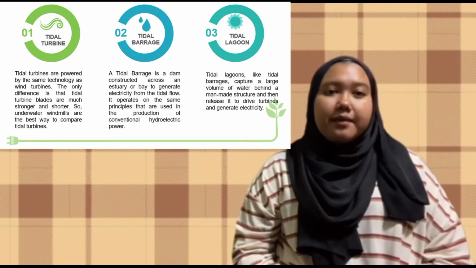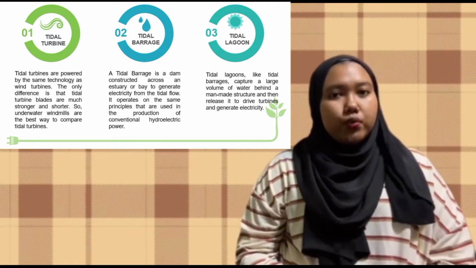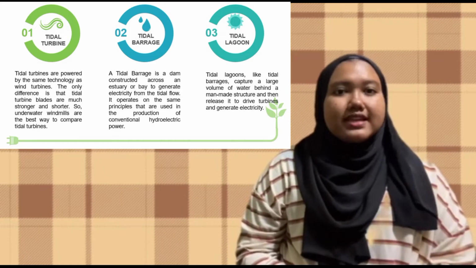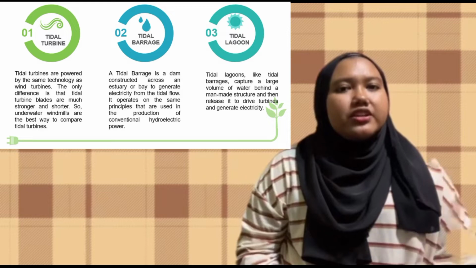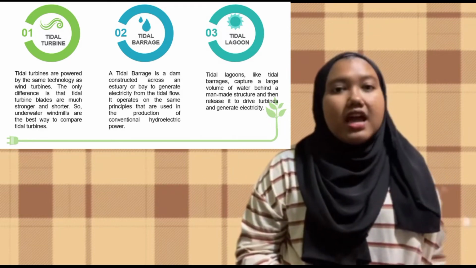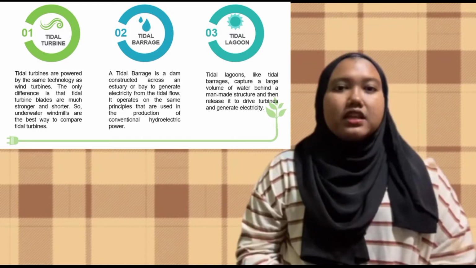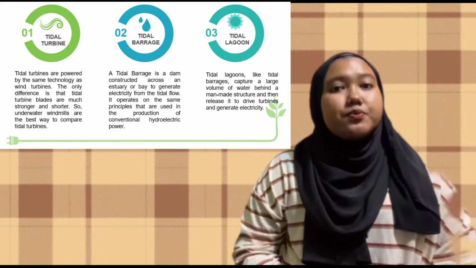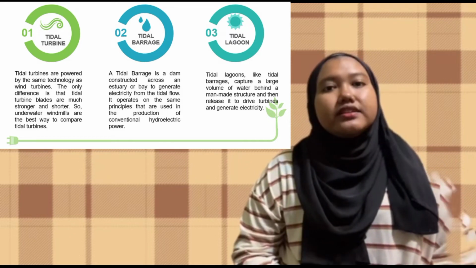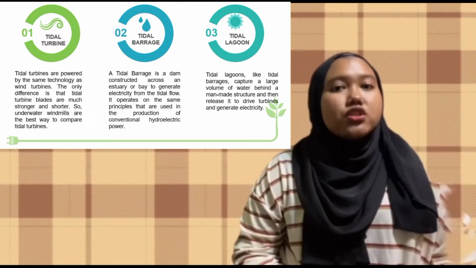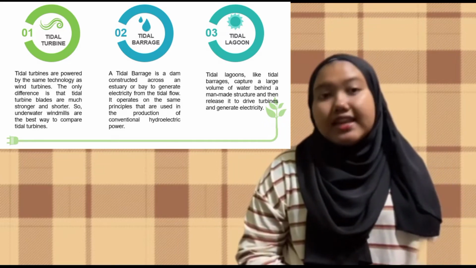A tidal barrage is a dam constructed across an estuary or bay to generate electricity from the tidal flow. It operates on the same principles that are used in the production of conventional hydroelectric power. Besides a conventional dam which dams water on one side, a tidal barrage allows water to flow into a bay or river during high tide and release it during low tide. This is accomplished by measuring the tidal flow and controlling the sluice gate at critical tidal cycle times. Turbines are installed at these sluices to capture the energy generated by the water as it flows in and out.